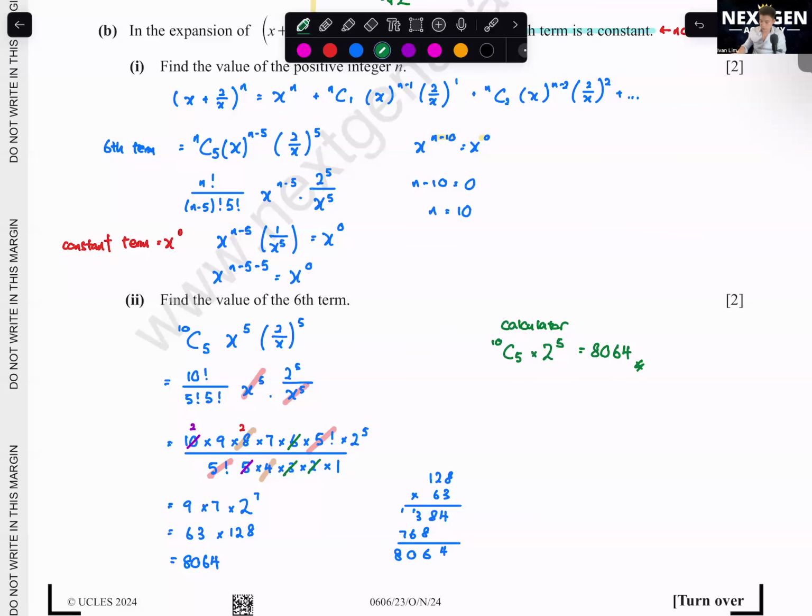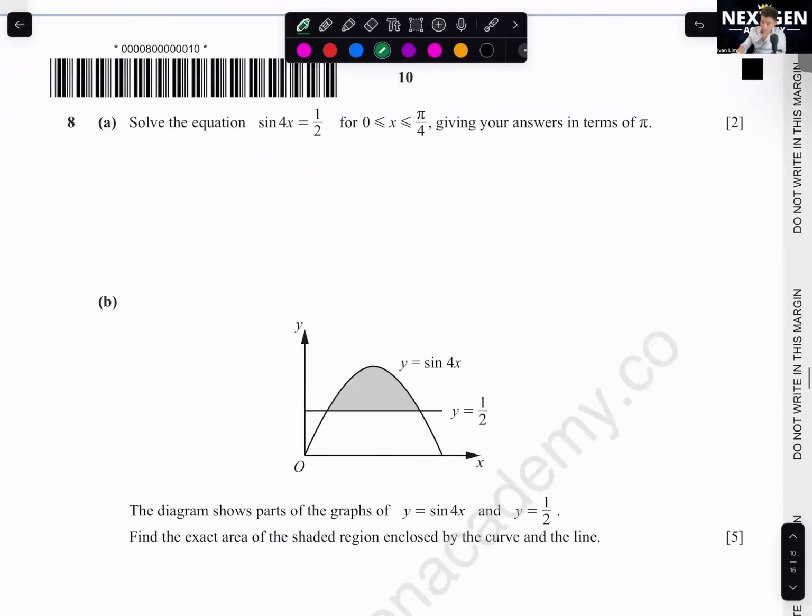Okay, let's go to question 8a. A few of you also not so sure. Solve the equation sine 4x equals to 1 over 2 for 0 to pi over 4, giving your answer in terms of pi. Okay, so change this to radian mode first. Before y'all do this question, first thing, let's solve for this trigo. So 4x equals to inverse sine 1 over 2. Sorry, this is alpha first. Alpha equals to inverse sine 1 over 2, which is equals to pi over 6.